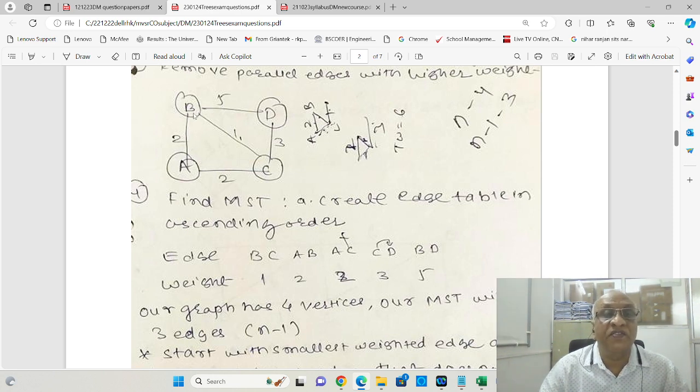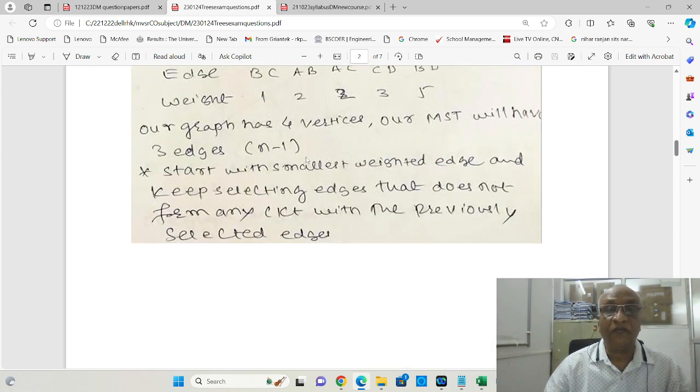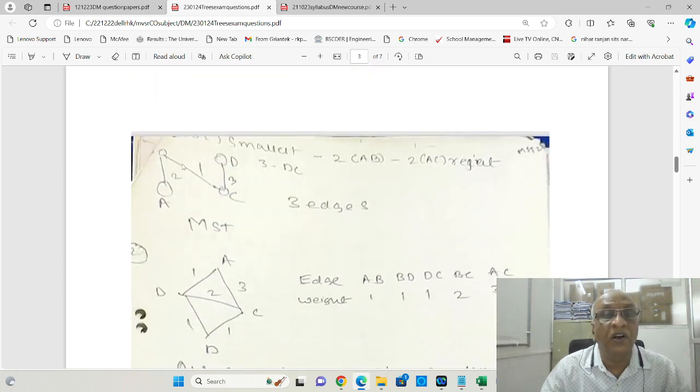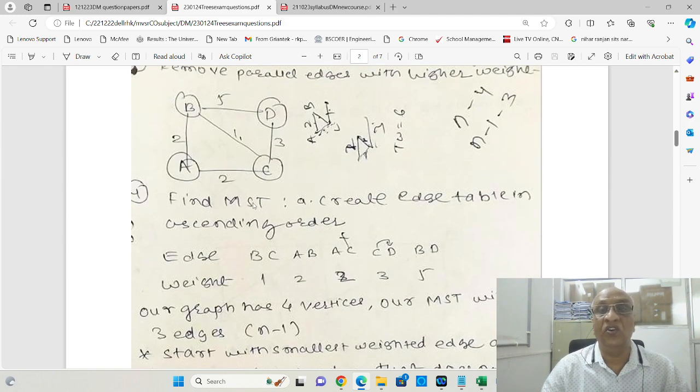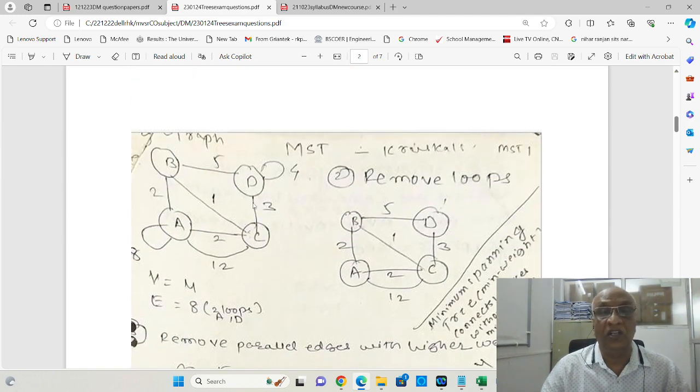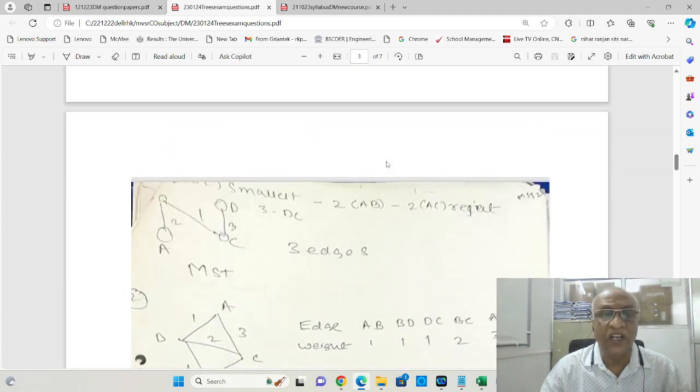So the first edge selected is BC with weight 1. The second edge selected is AB with weight 2, and the third edge selected is CD with weight 3. So this will be our minimum spanning tree: BC with weight 1, AB with weight 2, CD with weight 3. So this is how you will be using Kruskal's algorithm to find the minimum spanning tree. There are a few more examples.